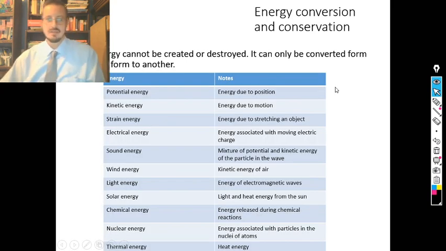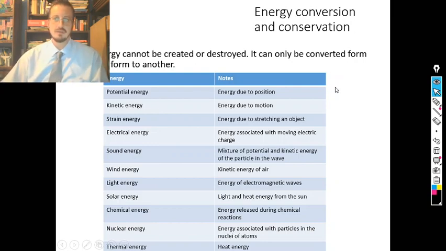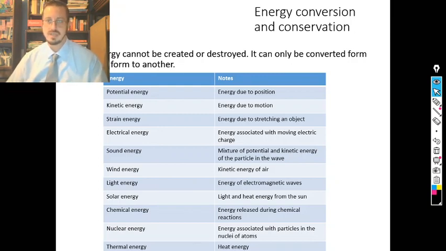Here's a table of different forms of energy, because we know that energy can neither be created nor destroyed, but only converted from one form to another. We could classify all forms of energy as either a type of potential energy, due to position or shape, or a type of energy of motion, kinetic energy. So strain energy is an example of potential energy, due to changing the shape of an object, like the spring that we mentioned.